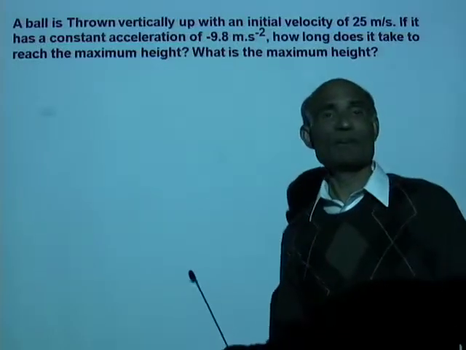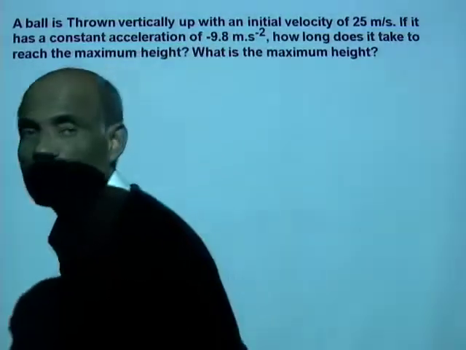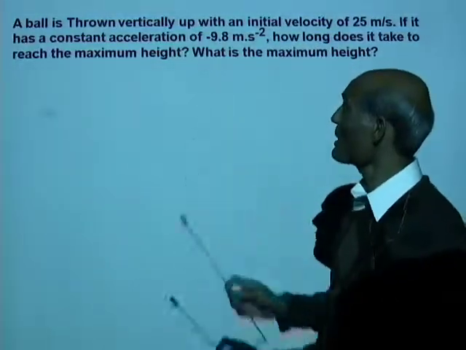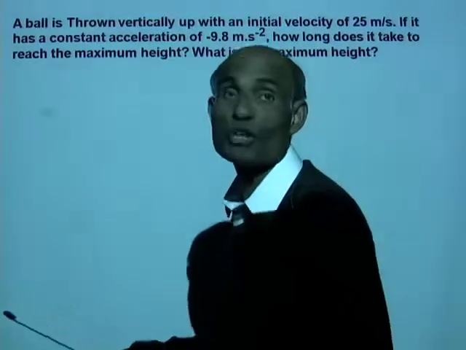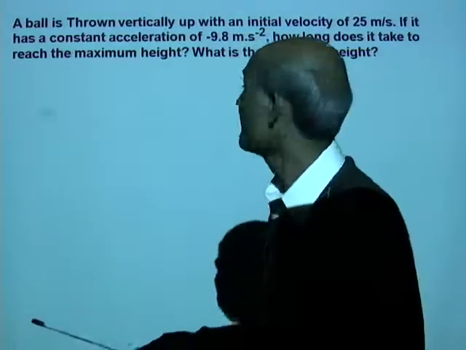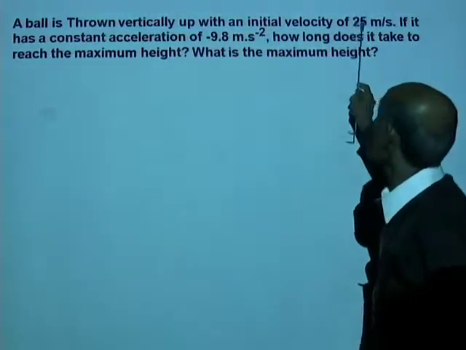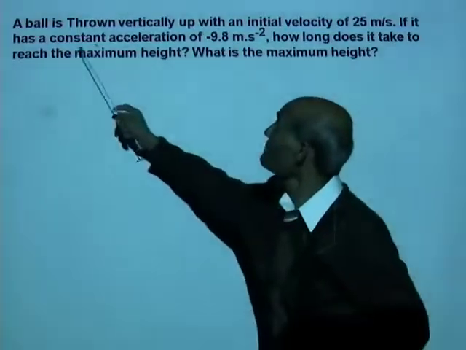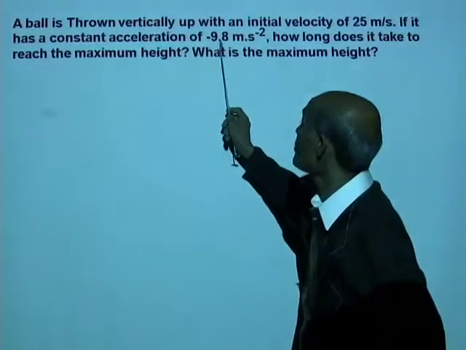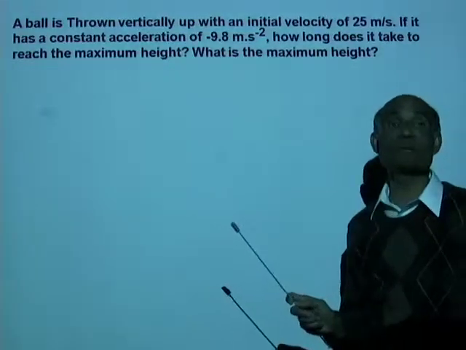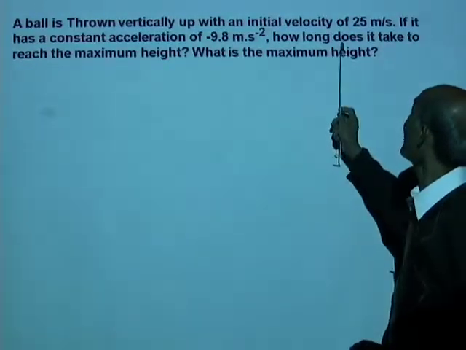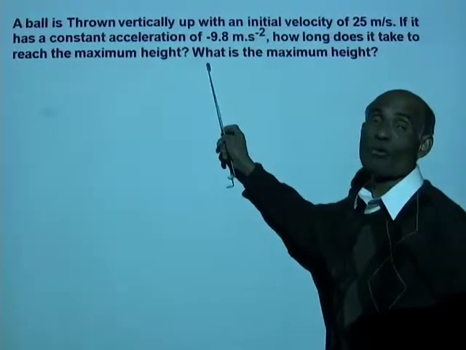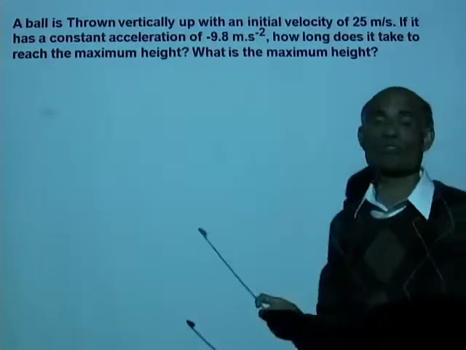This time, you see, in the last problem we dropped a ball from a certain height. In this one, we throw a ball vertically up with an initial velocity of 25 meters per second. If it has a constant acceleration of negative 9.8 meters per second squared, how long does it take to reach the maximum height? What is the maximum height?